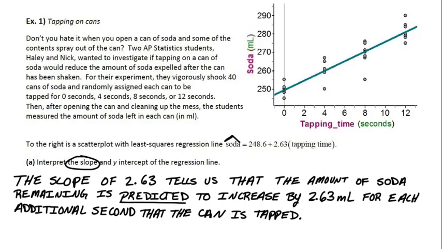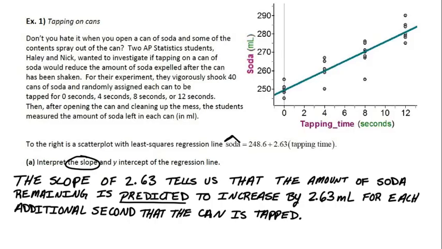So every time we interpret slope in this chapter, it's going to be very similar to this. I'm going to use context, like the amount of soda, context from the problem. I'm going to make sure and say it's predicted to, or on average, or it's expected to. I'm not going to say it's for sure going to do this, but on average, it's going to increase by whatever the slope was for each additional 1 unit. And again, I use context from the problem. Every single problem is very similar to this when we interpret the slope.